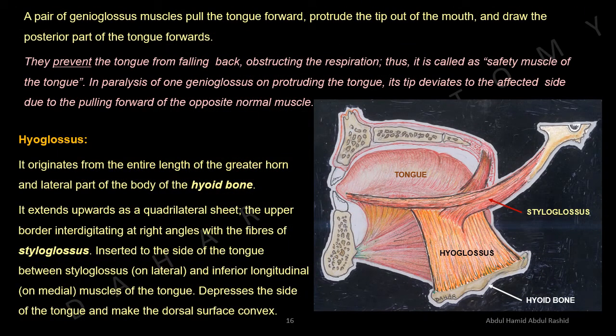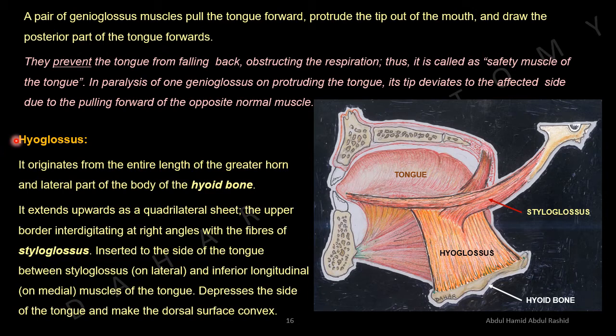A pair of Genioglossus muscles pull the tongue forward, protruding the tip out of the mouth, and draw the posterior part of the tongue forwards. They prevent the tongue from falling back, obstructing the respiration. Thus, it is called the safety muscle of the tongue. In paralysis of one Genioglossus, on protruding the tongue, its tip deviates to the affected side due to the pulling forward of the opposite normal muscle.